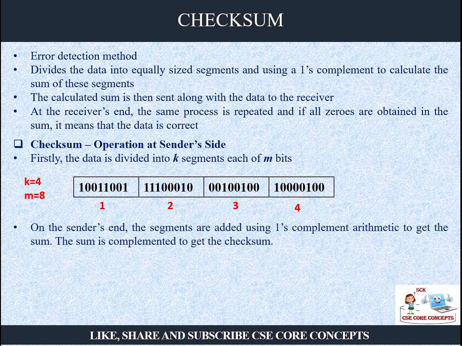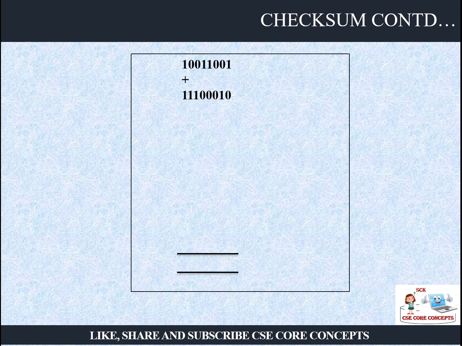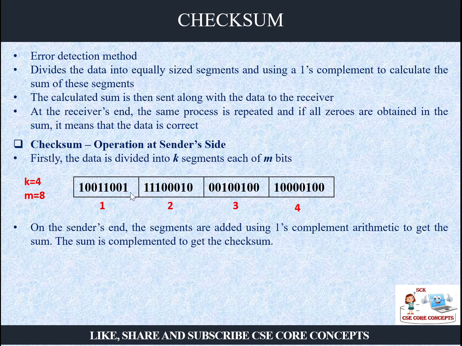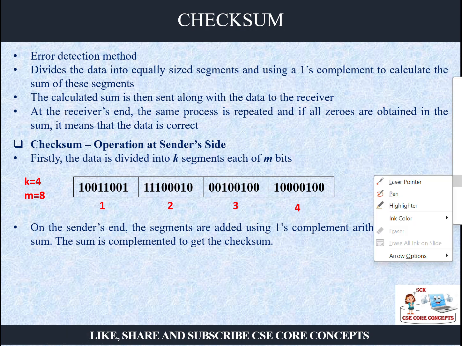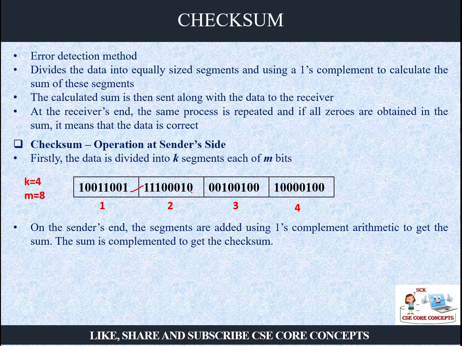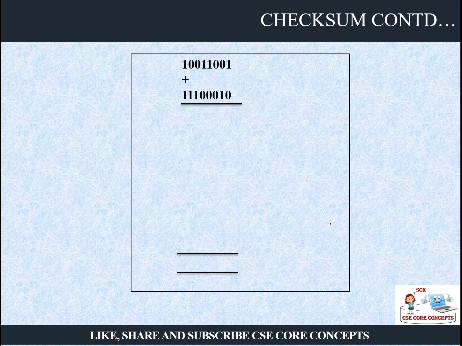Now I am going to add all this data one by one using the ones complement form so as to get the checksum. Let us see the first two data segments. The first is added to the second, the sum is added to the third segment, and that sum is added to the fourth segment. The addition of the first two results in one carry bit. Since we are using the ones complement form, this carry bit will be added to the result, and this is what we get after adding the first two segments of the data.